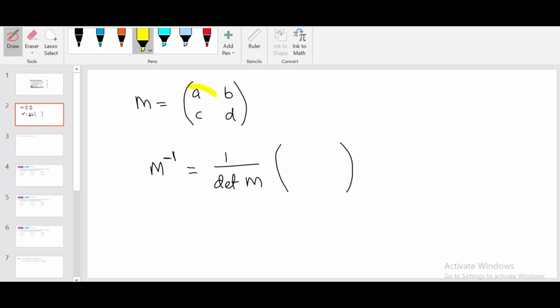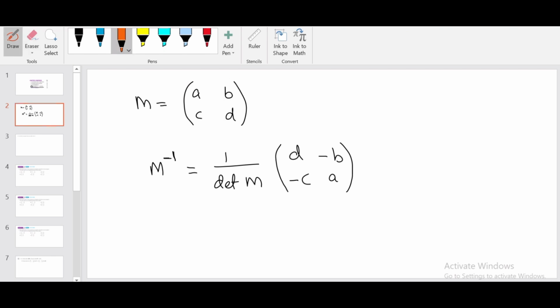The leading diagonal, swap them: D, A. And then these two elements, change the sign of them. Sorry, it's B. This is how you find M inverse, the inverse matrix, understand?